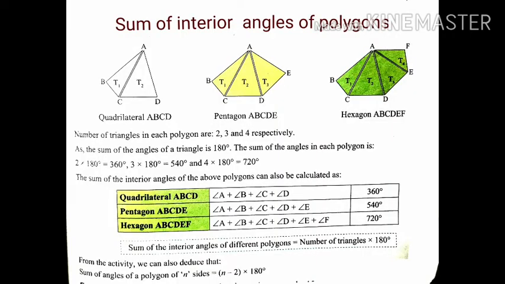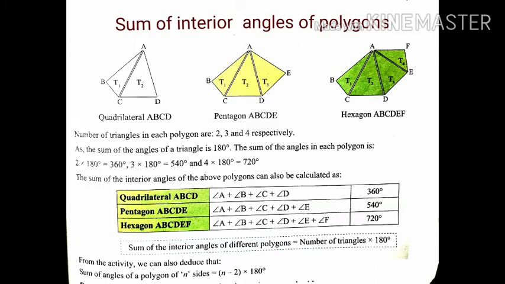Now, how will you find the sum of the interior angles of polygons? If you have to find the measurement of all the interior angles of a polygon, suppose you draw a quadrilateral, pentagon, and hexagon. Quadrilateral has 4 sides, pentagon has 5 sides, and hexagon has 6 sides. If you divide these into small triangles, in a quadrilateral there will be 2 triangles, pentagon 3 triangles, hexagon 4 triangles.